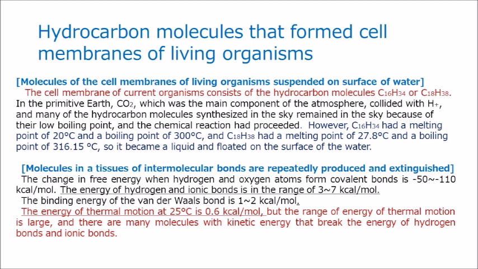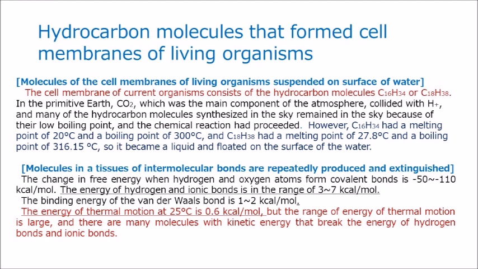On the primitive Earth, CO2, which was the main component of the atmosphere, collided with H+, and many of the hydrocarbon molecules synthesized in the sky remained in the sky because of their low boiling point, and the chemical reaction had proceeded. However, C16H34 had a melting point of 20 degrees Celsius and a boiling point of 300 degrees Celsius, and C18H38 had a melting point of 27.8 degrees Celsius and a boiling point of 316.15 degrees Celsius, so it became a liquid and floated on the surface of the water.